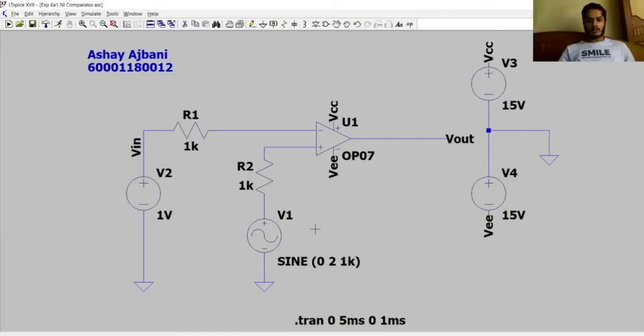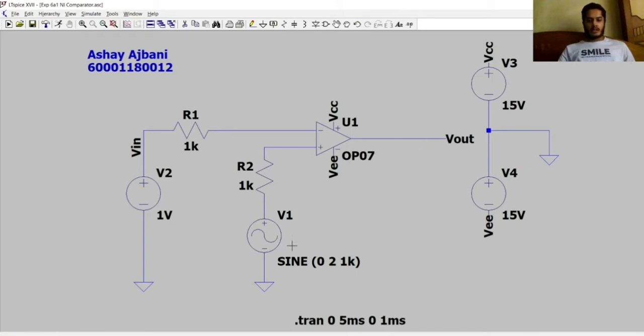So this is the non-inverting comparator circuit. The sine wave is applied to the non-inverting terminal of the op-amp, and the reference voltage, which is of 1 volt, is applied to the inverting terminal. The op-amp is operated in the open loop configuration, and hence the gain of this op-amp is very high. And therefore the output voltage will be either in positive saturation or in negative saturation.